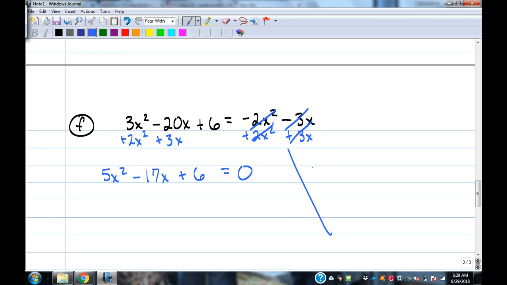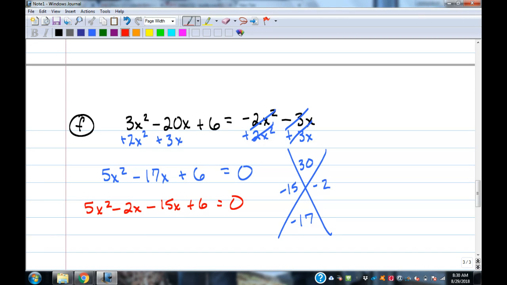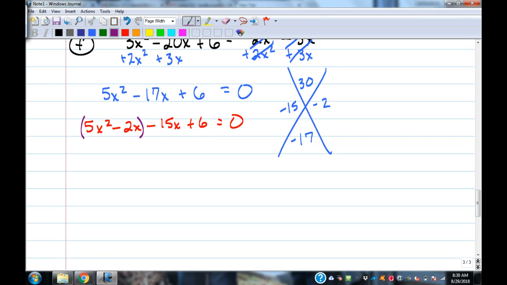Okay. What goes up top? Positive 30, negative 17 in the bottom, 15, negative 2. Again, I'm going to do it different this time because I'm bored. To show that it doesn't matter what order you put that in, it still works. Okay? I put the negative 2x first. It doesn't matter. If I group the first 2 together, what's the GCF of these 2 that I'm using? X, leaving 5x minus 2 in the parentheses.